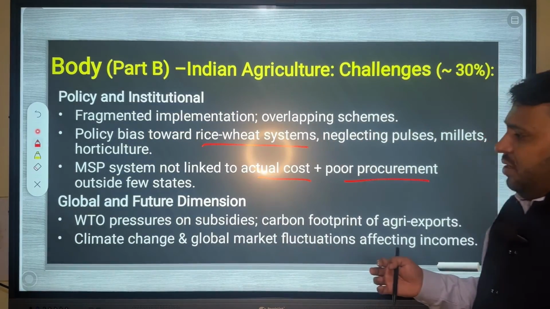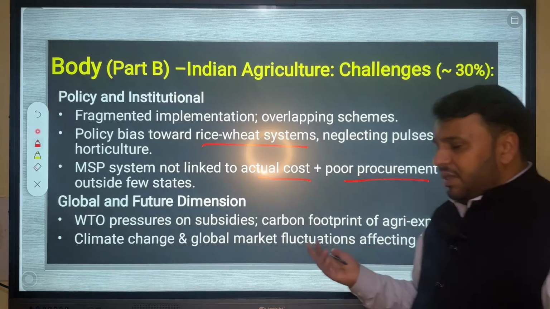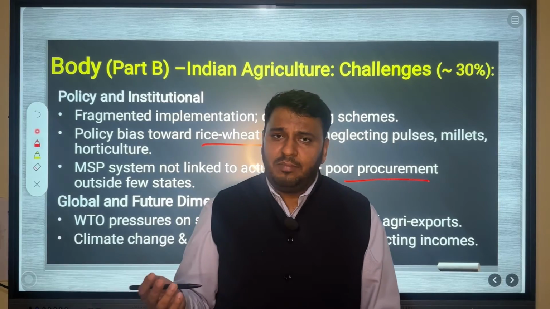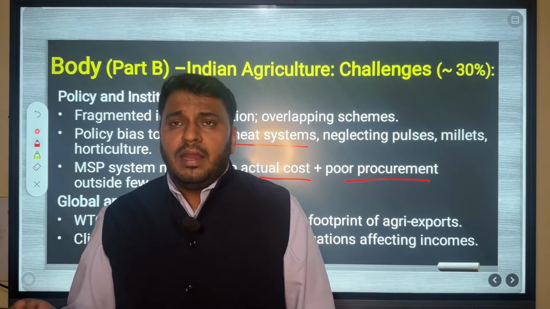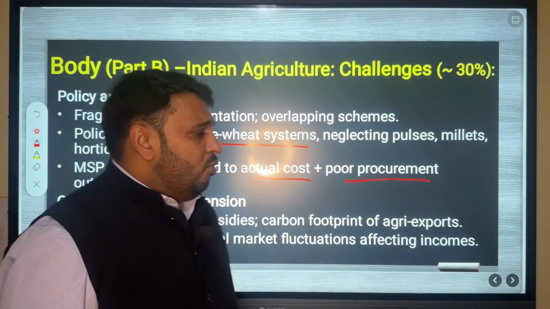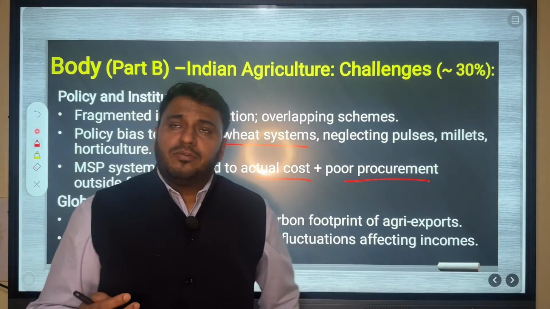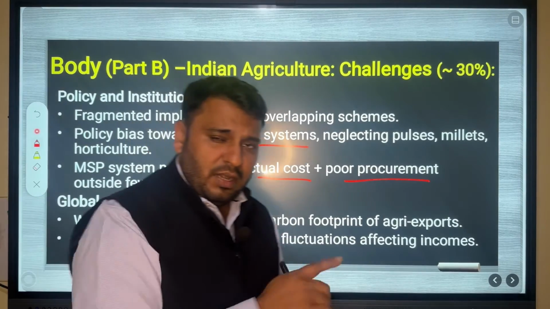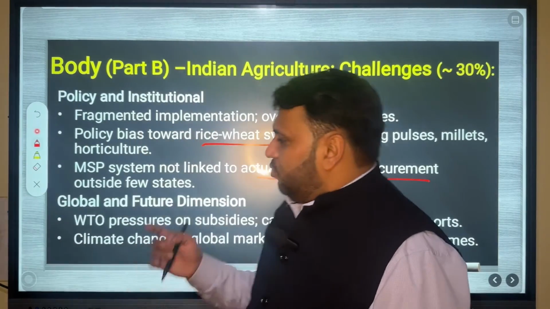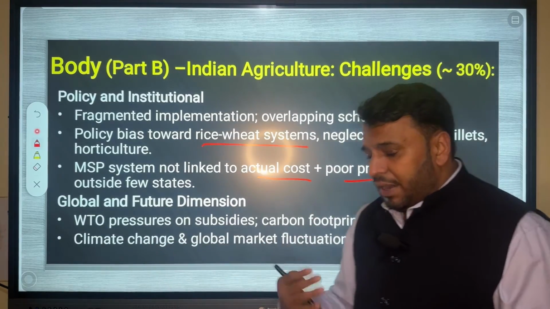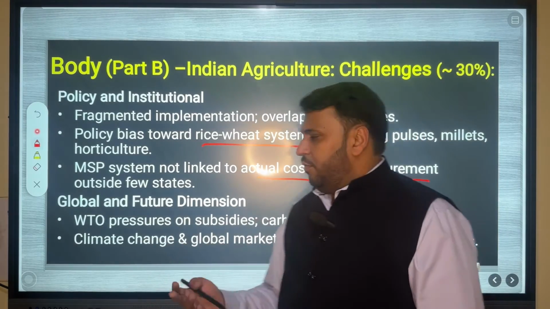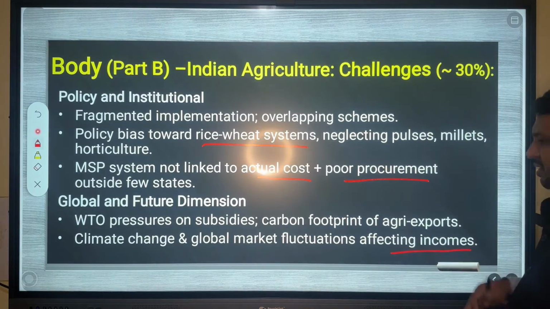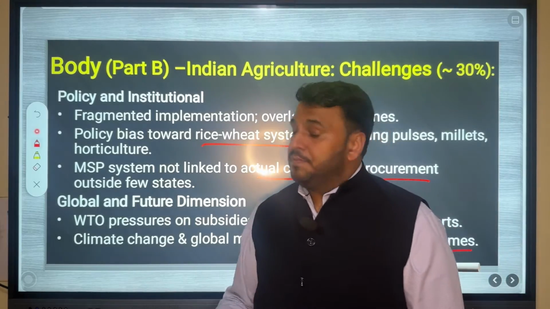Global and future dimension: WTO pressure will always be there on subsidies. There is something called WTO subsidies that is categorized in 3 boxes: blue, green and amber box. You can read about how India is under constant pressure to reduce the subsidies. Then there is also the issue of the carbon footprint of agri exports, as I was explaining, how exports of water intensive crops like rice are leading to a lot of issues. Climate change and global market fluctuations affect incomes, since they affect exports and imports.